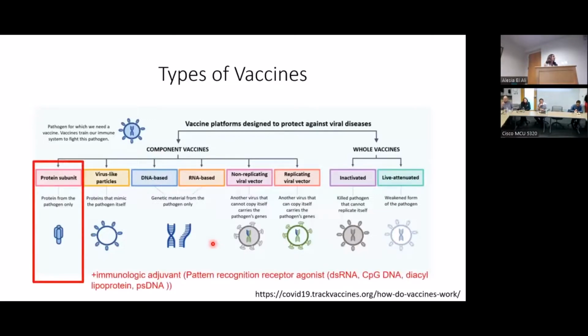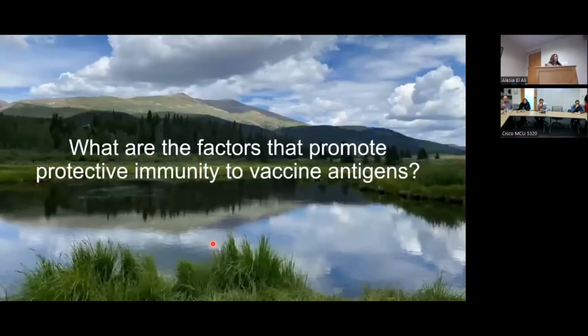So what I'm going to talk to you about today primarily is this protein subunit vaccine. This is a protein with an immunologic adjuvant, something that's going to activate those pattern recognition receptors that I told you about on the dendritic cells. This can be things like double-stranded RNA, CpG DNA, diacyllipoprotein, or phosphorothioate DNA. So what are the factors that promote protective immunity to vaccine antigens? That's what we're interested in.